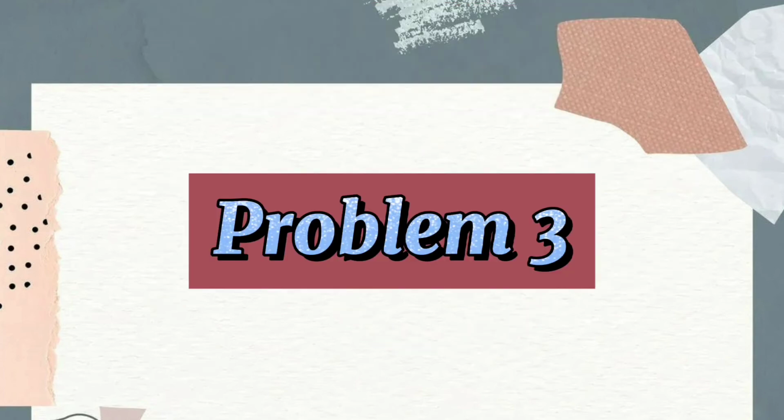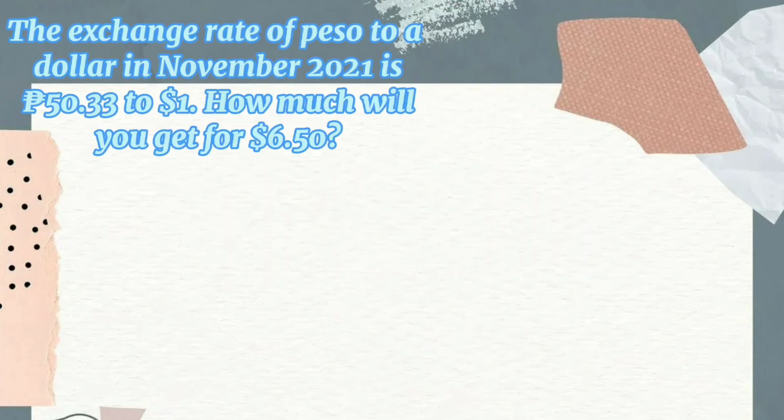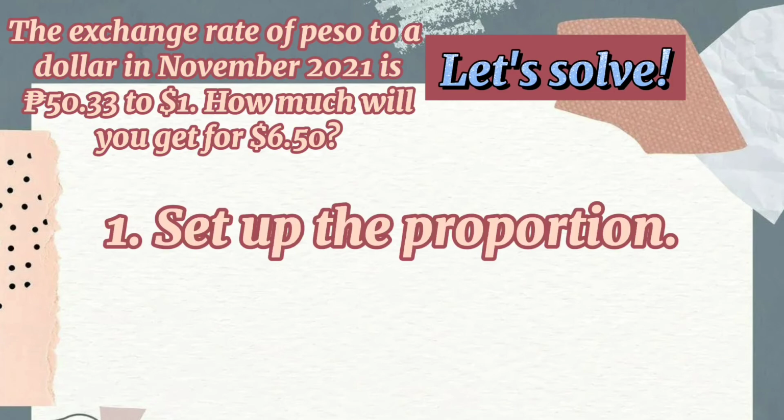Moving on to our problem number 3. The exchange rate of peso to a dollar in November 2021 is 50 pesos and 33 centavos to $1. How much will you get for $6.50? Let's solve! First, let's set up the proportion.